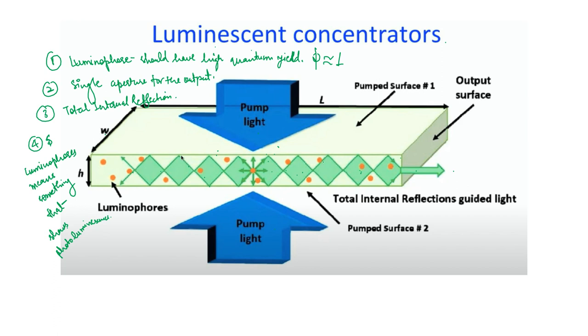The third thing is, as this light is pumped in, these luminophores light up and show photoluminescence. The light emitted by these luminophores is emitted in all directions. As this strikes the walls of the cavity, which has a low density while this medium is of high density, when the light tries to pass through it, it undergoes total internal reflection, a process which I explained.